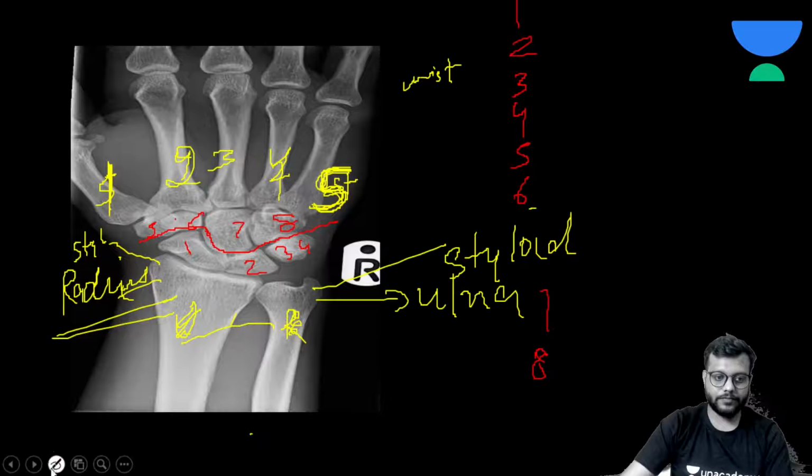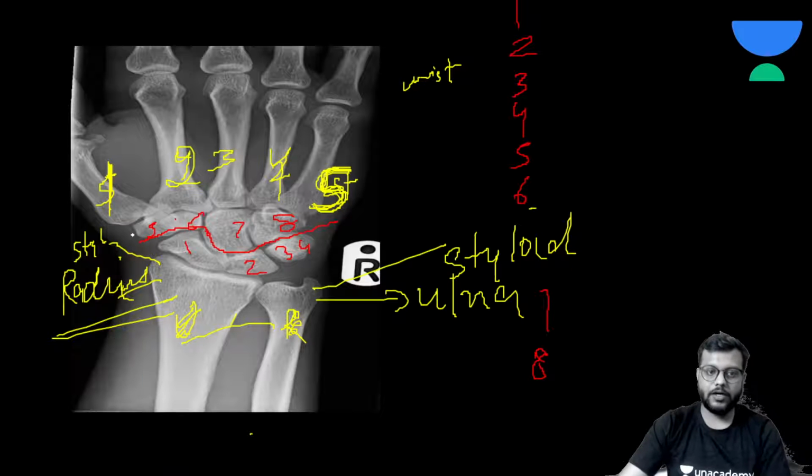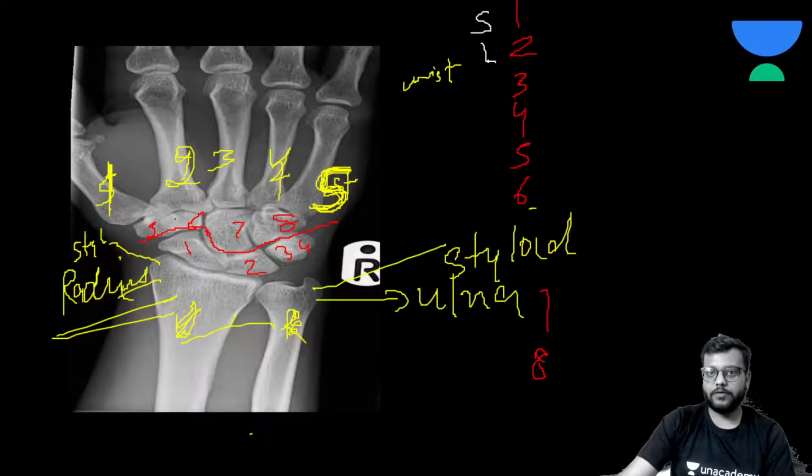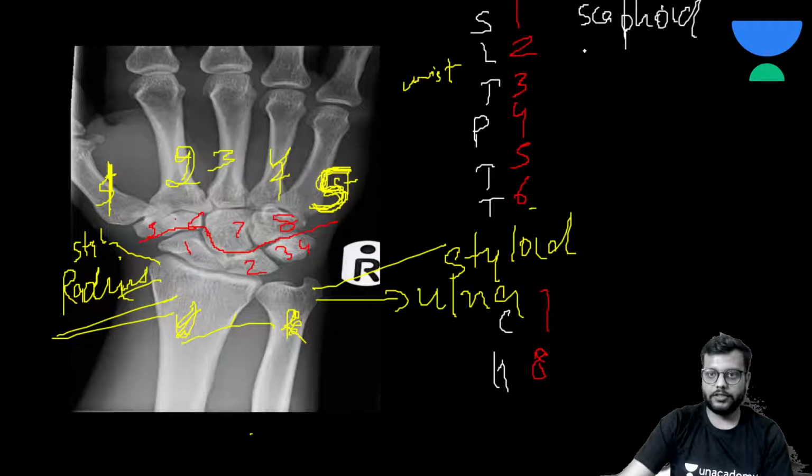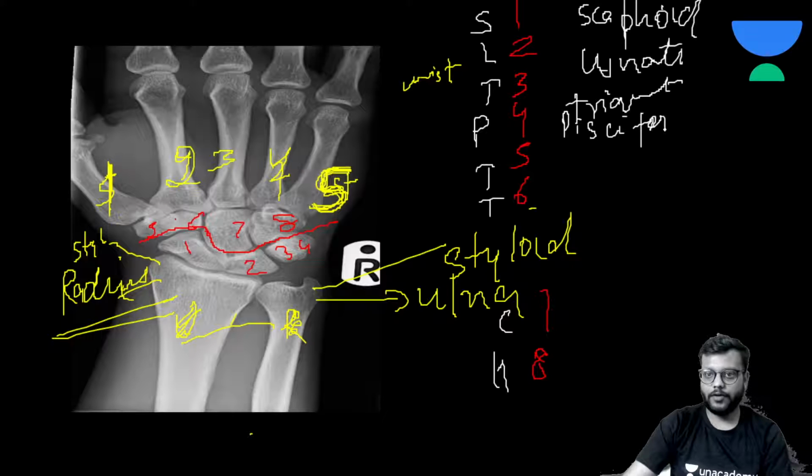Okay, so which are these? There's one mnemonic: some lovers try positions that they can't handle. Okay, so first will be scaphoid, most important. Second will be lunate. Third will be triquetral. Fourth will be pisiform.